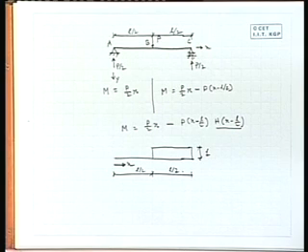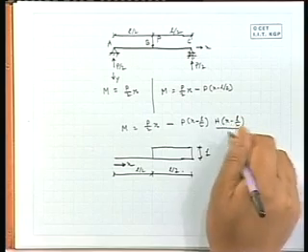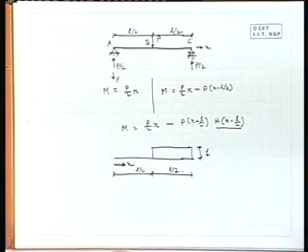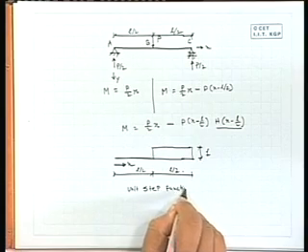Now, the property of H is such that when the quantity within the bracket, x minus L by 2, is a negative quantity, it will yield a value 0, and if it is a positive quantity, it will yield a value 1. So, it is a function we have defined as the unit step function.